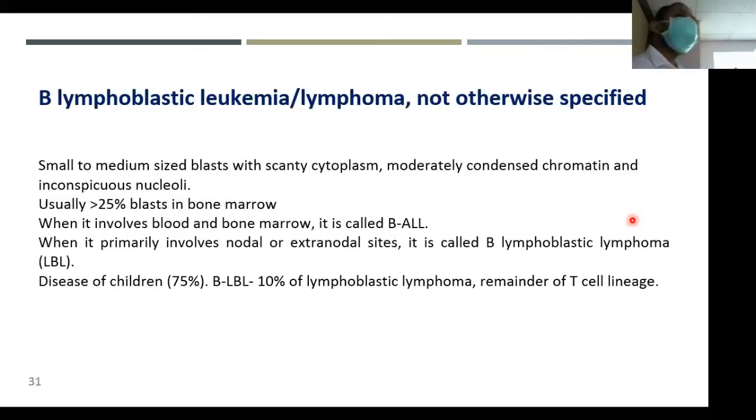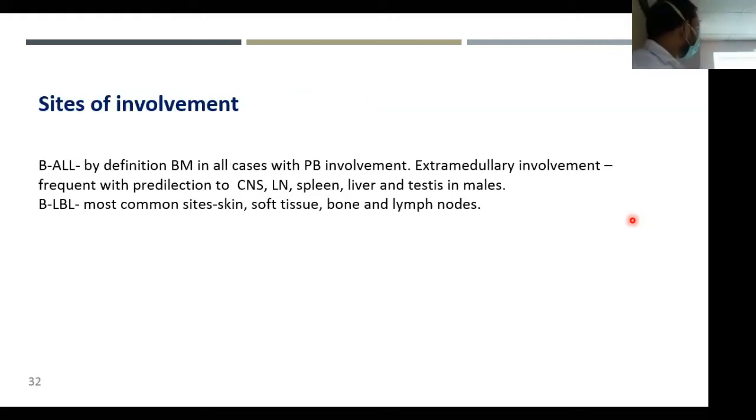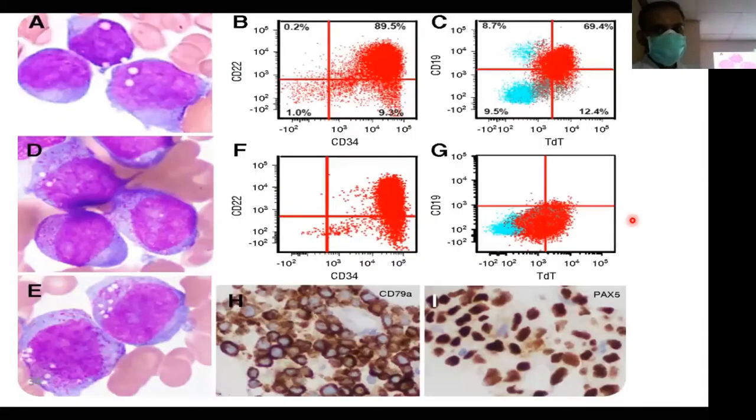And these are the provisional entities. One is B lymphoblastic lymphoma. They behave more like a lymphoma, with say less than 25% blasts in the marrow. And in terms of sites, ALL is basically in the marrow and blood, while lymphomas are basically a mediastinal mass, that kind of stuff, with fewer blasts. So they are lymphoma. There's some entity in the 2016 classification.